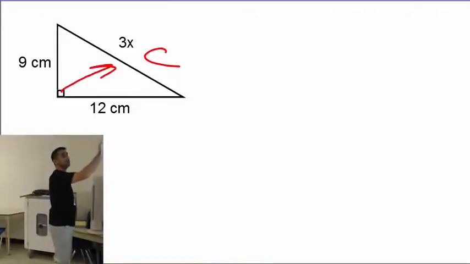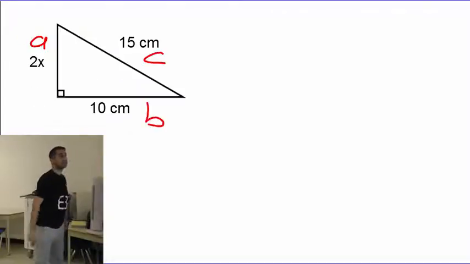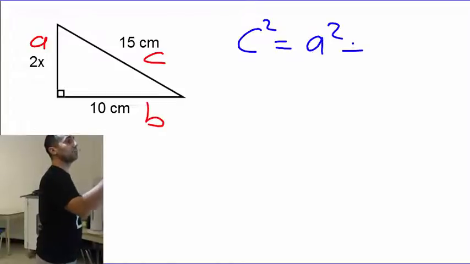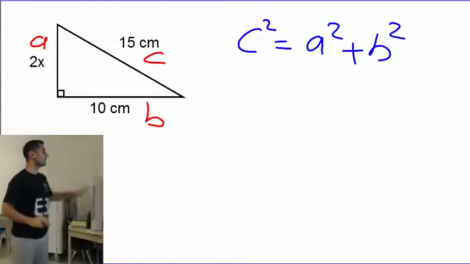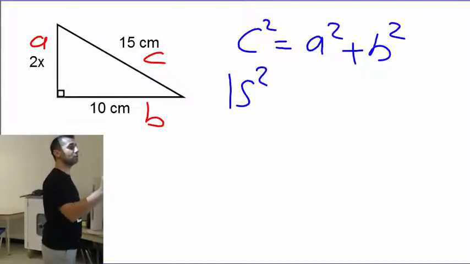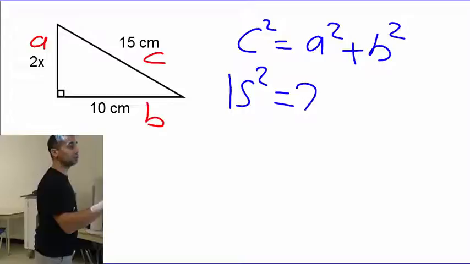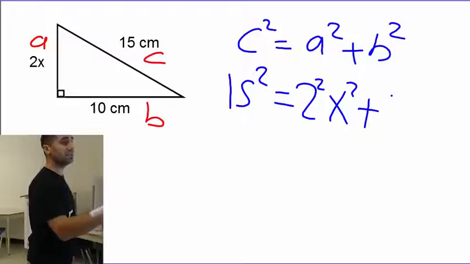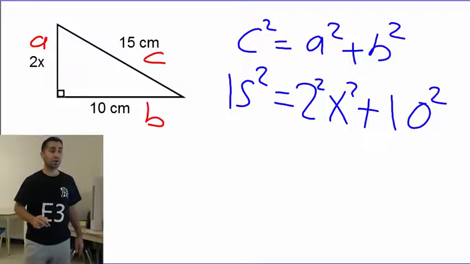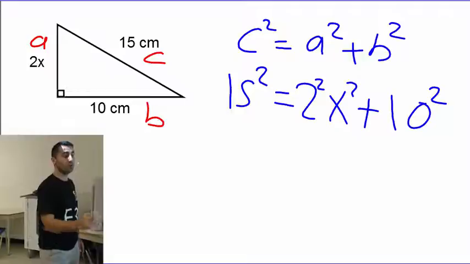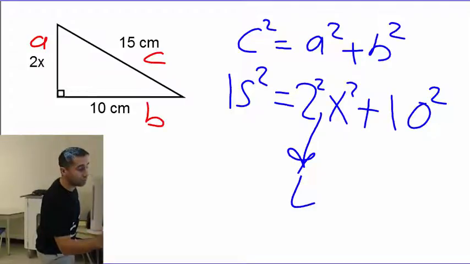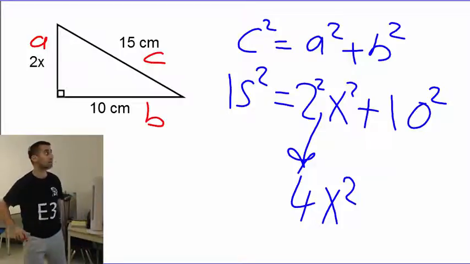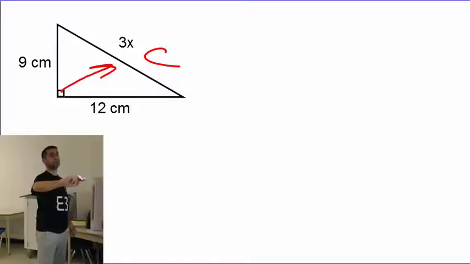So how do we start with the very first one? Let's write down the Pythagorean theorem, which is C square equals A square plus B square, and write down the C, which is 15 square, equals A is (2x) square, plus B is 10 square. So over here, you will come up with only 4x square. And I talked about how you can do that. Now, let's move on to the next.